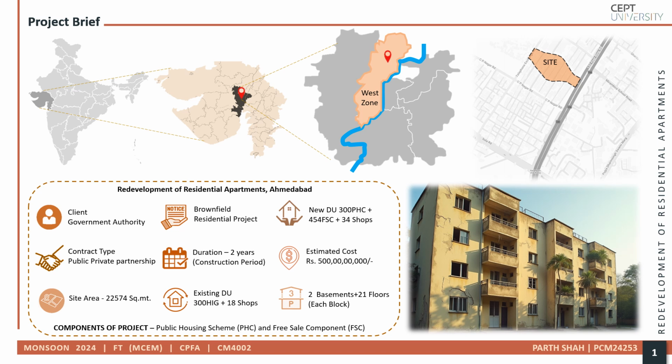The development will include 300 public housing units for existing residents, 454 for-sale components, and 34 shops for the developer to sell, spanning a site area of 22,754 square meters. Each block will feature 2 basements and 21 floors, along with modern amenities. This redevelopment initiative was driven by the structurally dilapidated condition of the existing apartments. The primary objective is to provide reliable infrastructure and significantly improve the living conditions of the current residents.